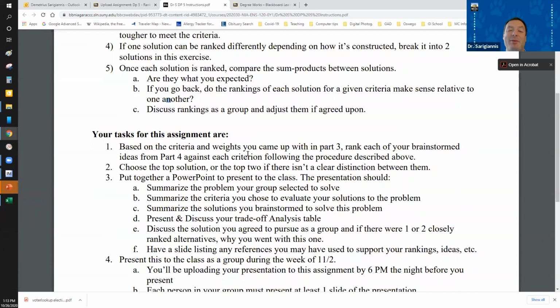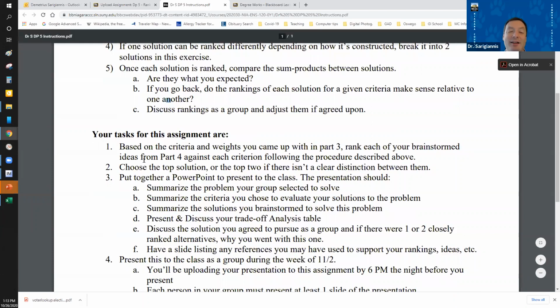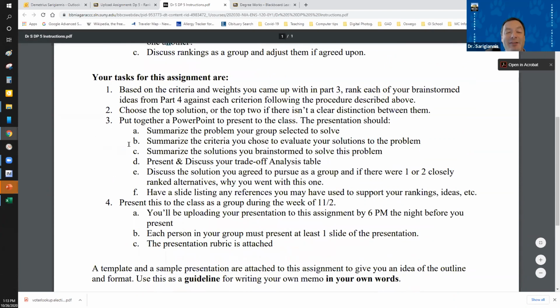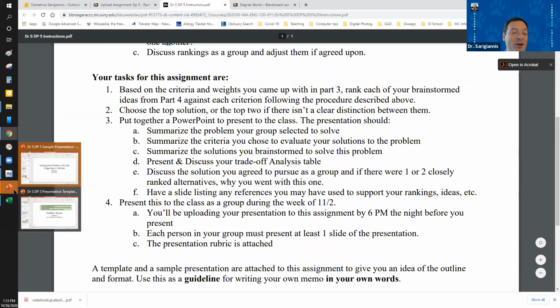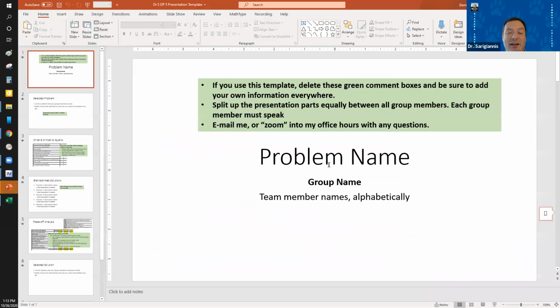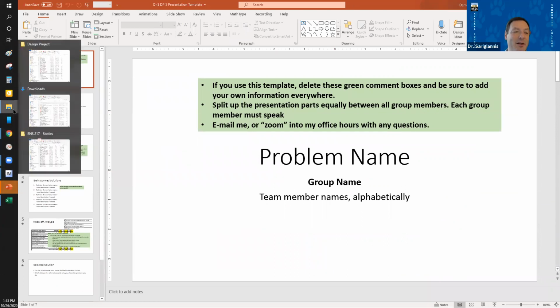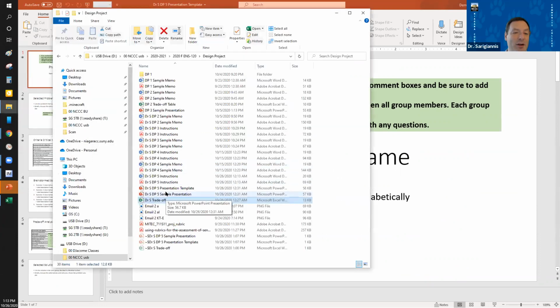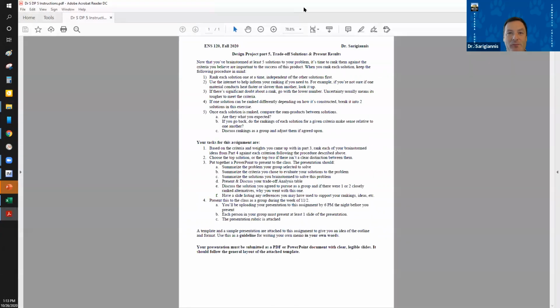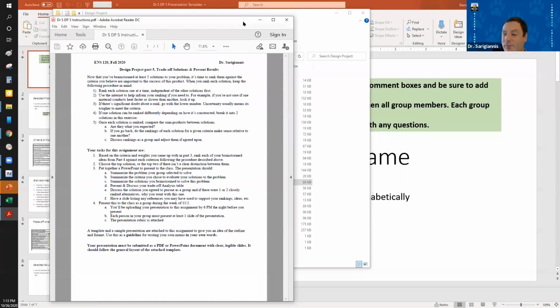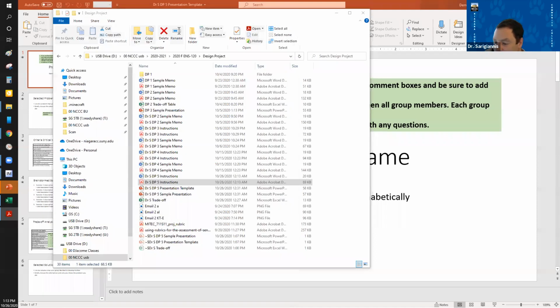Because part of the assignment is to, now that you've done this, you're going to choose the top 1 or 2 solutions. You're going to put a PowerPoint together. And I've basically given you this template here. So the template looks like this. Let me drag my PDF over to the other page. I'm going to just open it on the other page. All right.